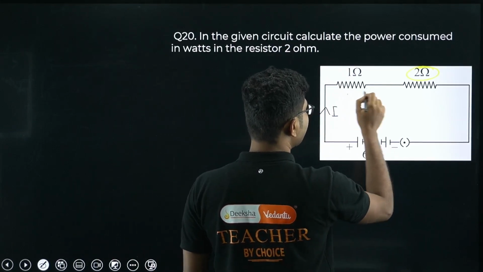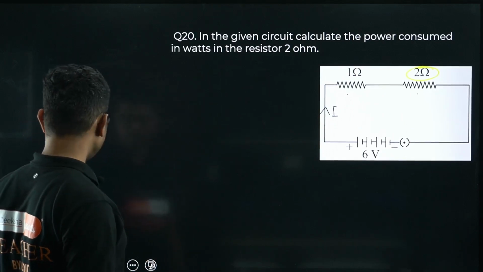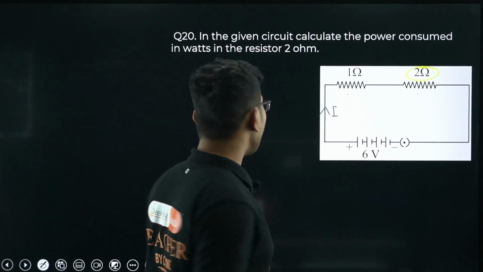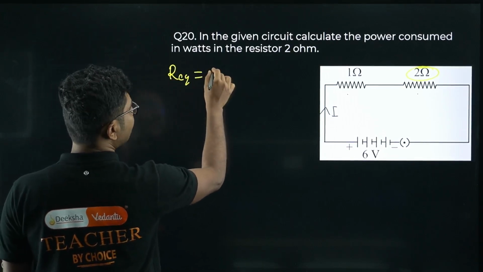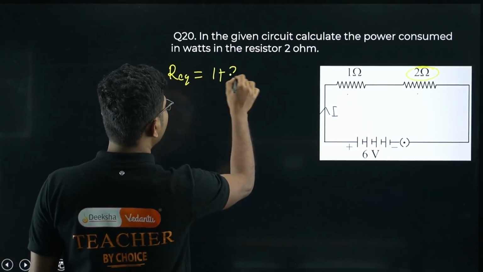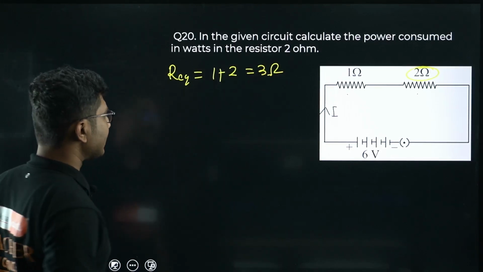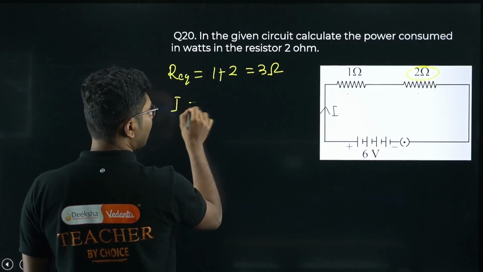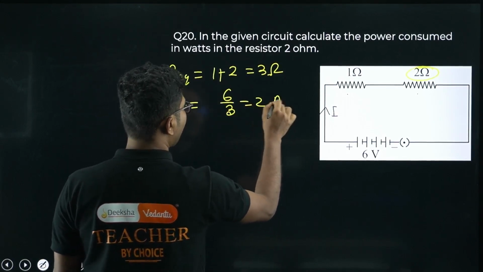Okay, so these two resistances are connected in series. So if these two resistances are connected in series, what is the equivalent resistance? The equivalent resistance in this case is 1 plus 2, that is 3 ohm. Okay, so equivalent resistance is 3 ohm. So what is the current? Current is basically 6 divided by 3, that is 2 ampere.